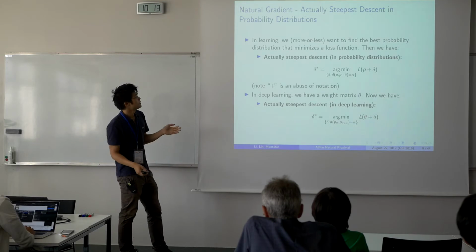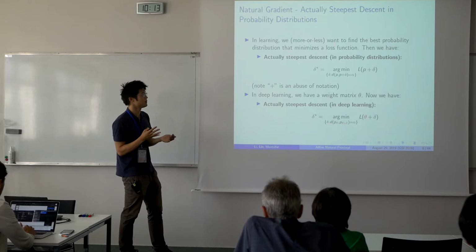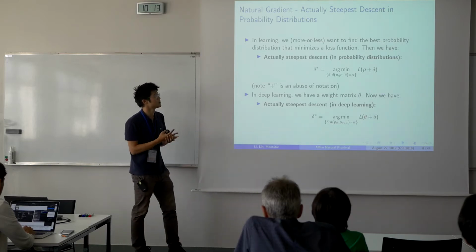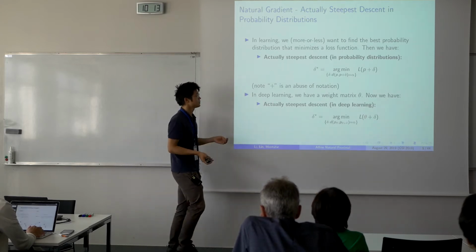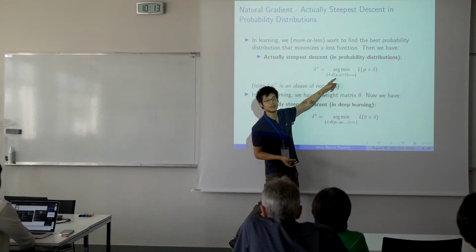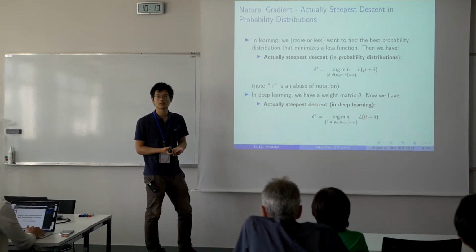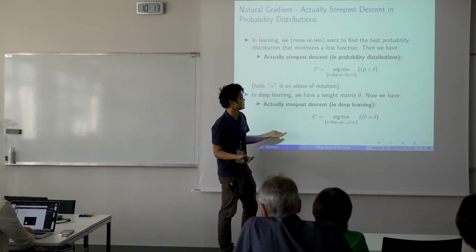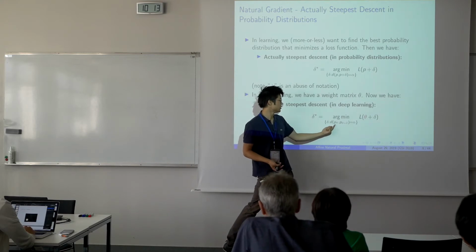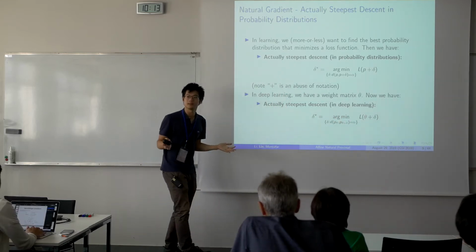Okay, so let's try to think about steepest descent in probability distributions now. In learning, we more or less want to find the best probability distribution that minimizes the loss function, so you just change it to p for probability. But a lot of the time we have parameterized models, parameterized by theta. So maybe what we want to do is change the metric so that the distance between p theta and p theta plus delta equals alpha, and then the loss function will be of theta plus delta.